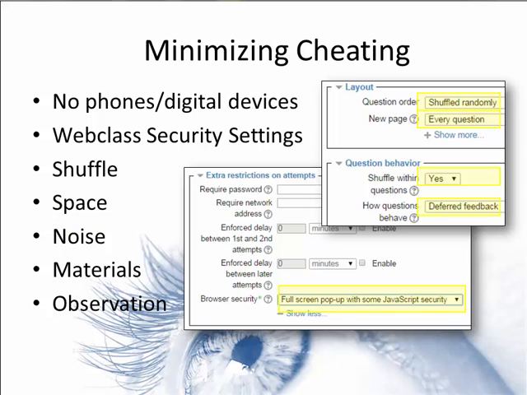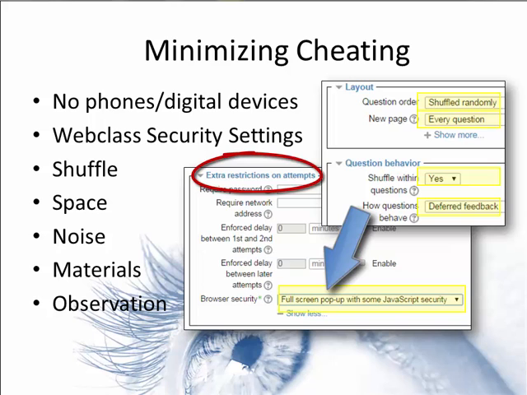Use the security settings and shuffle features within Moodle to minimize the value of the wandering eye. Shuffle the question order and the order of answer options. Do not provide immediate feedback during an exam. If the students are taking quizzes on lab computers, you can use the browser security option to have the exam pop up and cover the screen, and not allow students to open another window to do things like Google searches.